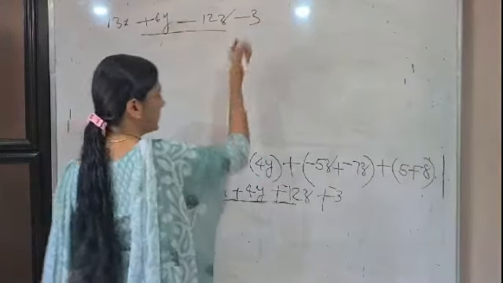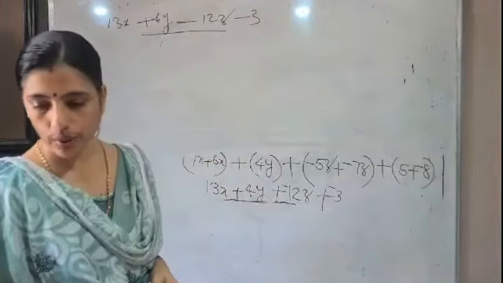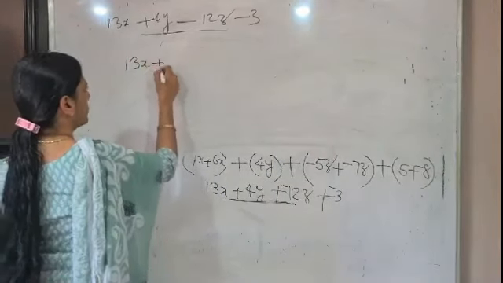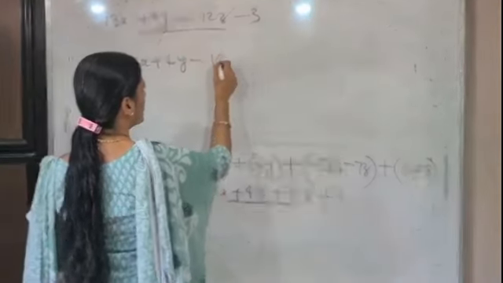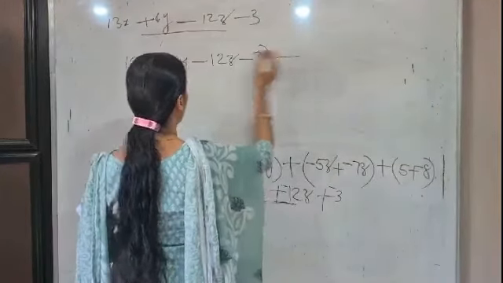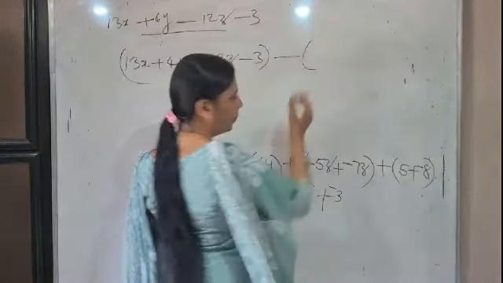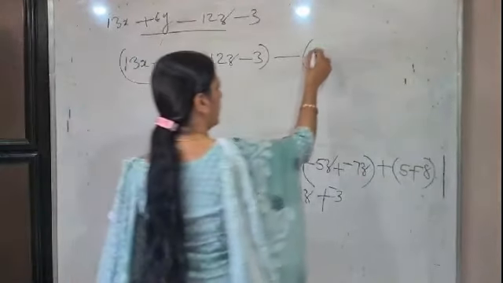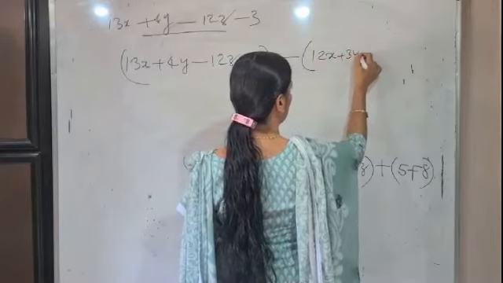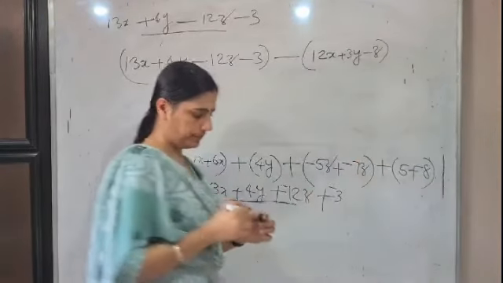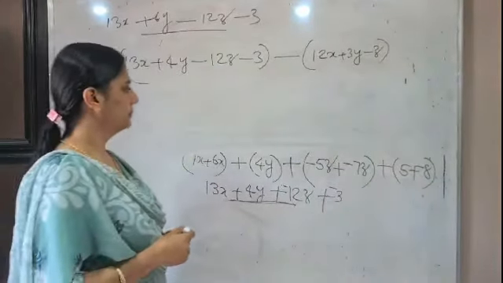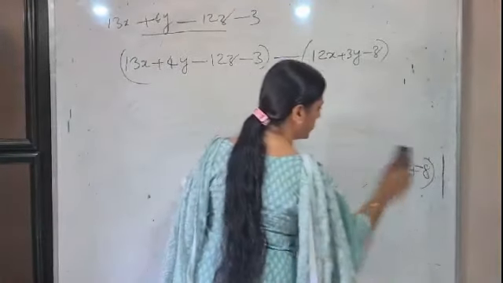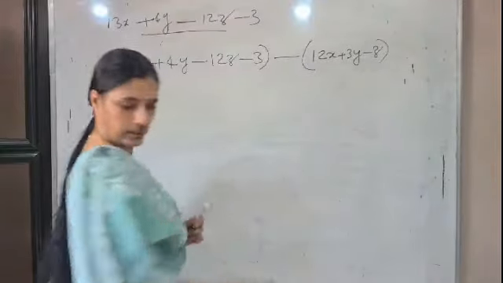This is one answer. Now, from this you have to subtract what? So next, 13x, once more I am writing, 4y minus 12z minus 3. Subtract, what is the other? Subtract 12x plus 3y minus z. 12x plus 3y minus z. Okay, what to do? All the like terms together.